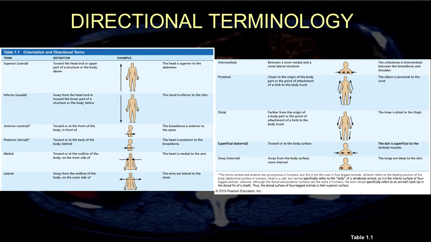So what is something that is proximal to my elbow? Shoulder is proximal, closer to the body. What's something that's distal to my elbow? My hand, my wrist, anything in this region. But proximal and distal refers specifically to your limbs.